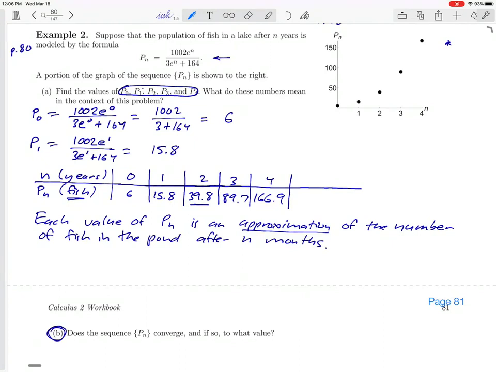Okay, does the sequence Pn converge? And if so, to what value? You might be able to take a guess at the answer to this question just by looking at the data that we have so far.